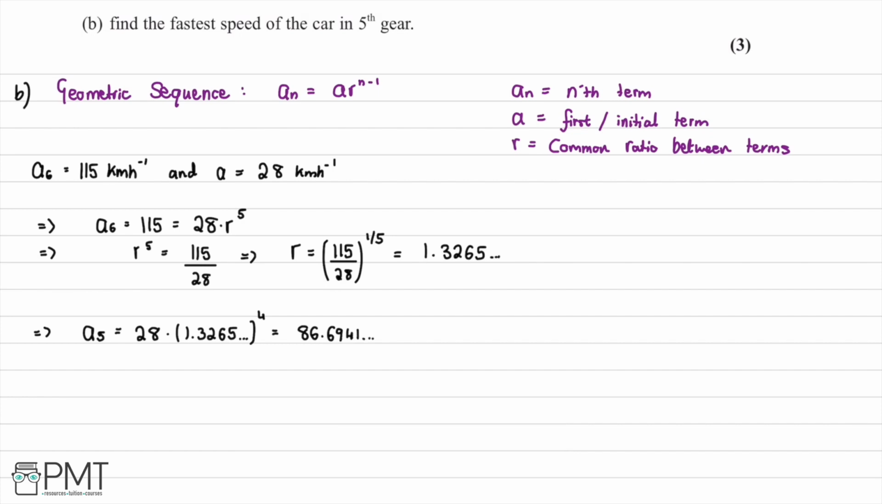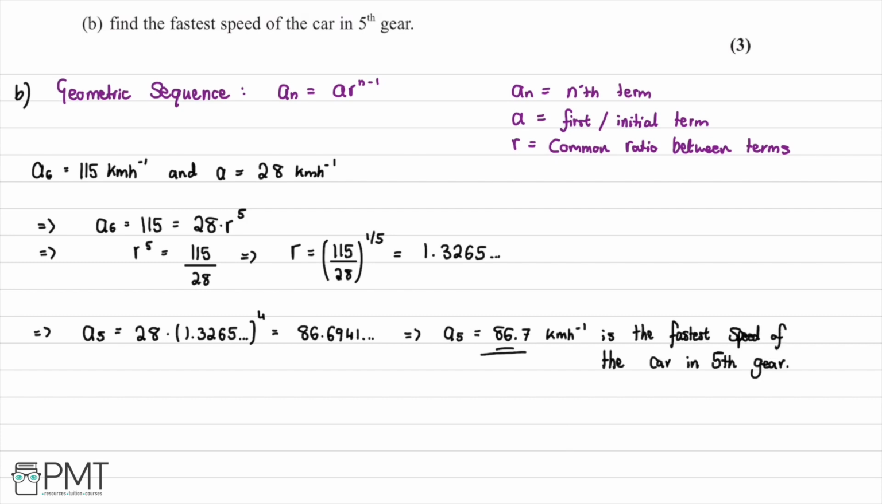So then we put this into our calculator, and this comes out as 86.6941, and so on. So therefore, we can round this to 3 significant figures, and that's going to leave us with 86.7 kilometers per hour. And therefore, we've completed this question, and we'll just write a little concluding statement. So 86.7 kilometers per hour is the fastest speed of the car in the 5th gear.